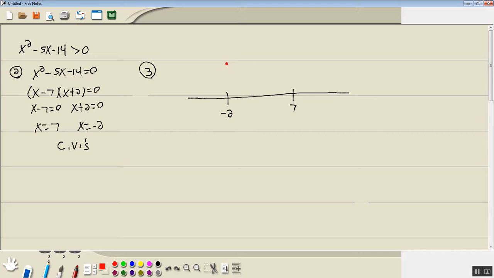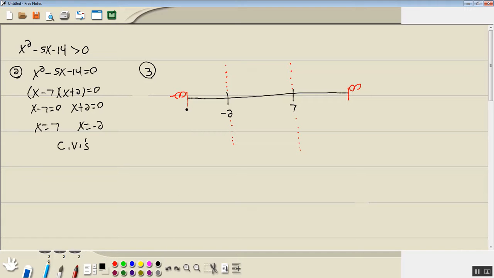Now these split them up into intervals. Clear over here is negative infinity. Clear over here is positive infinity. So this interval here is from negative infinity to negative 2. This interval here is negative 2 to 7. And this interval here is 7 to positive infinity.